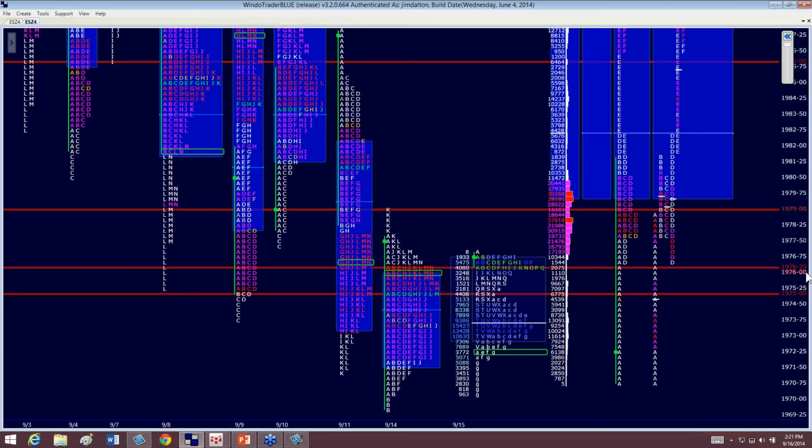Now, let's go on to another potential setup or nuance that takes place. Balance, the two most important concepts that we ever deal with are balance and excess. Whether it be 10 months of balance, 5 days of balance, or 2 30-minute periods. So B and C period were two balanced periods.